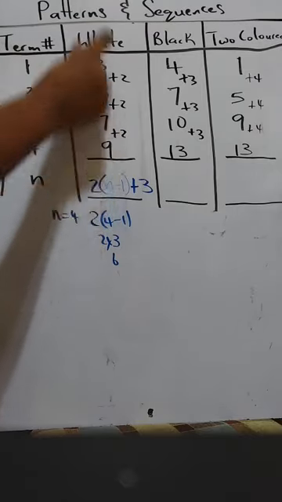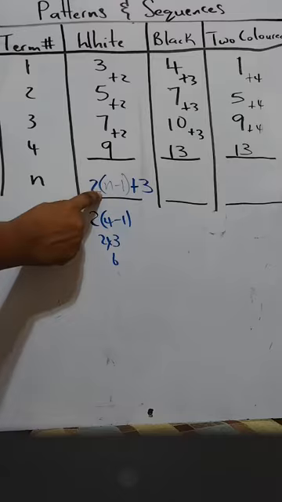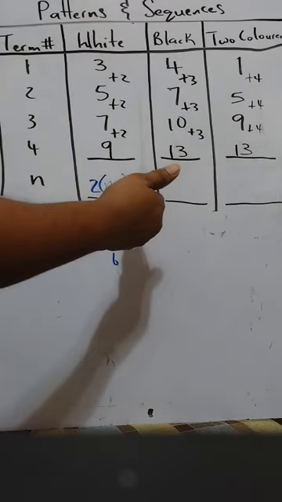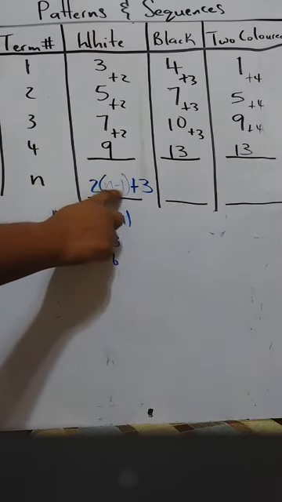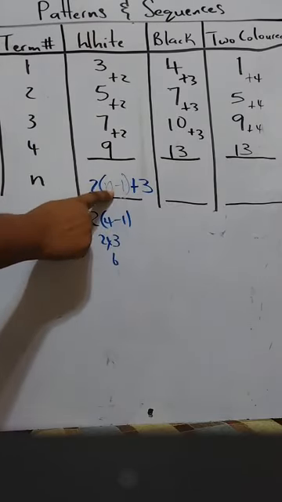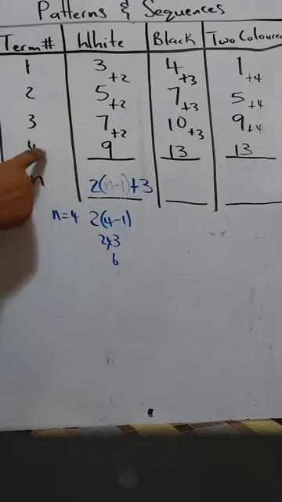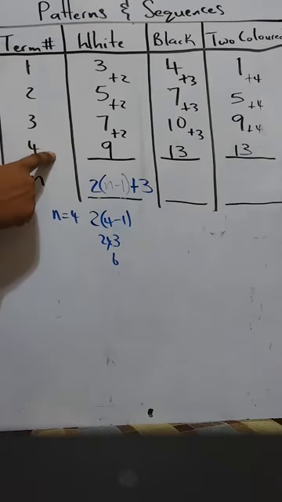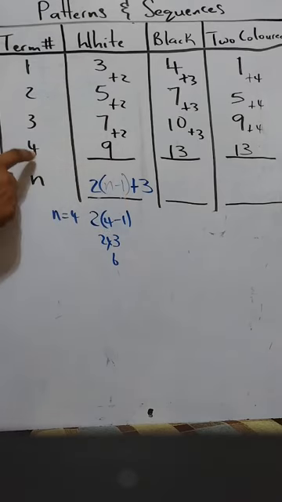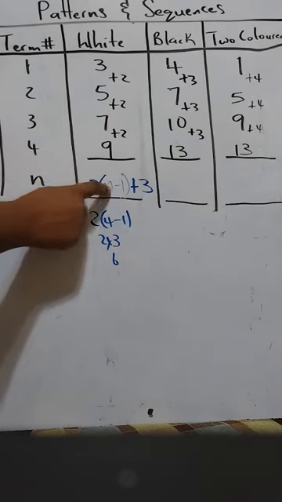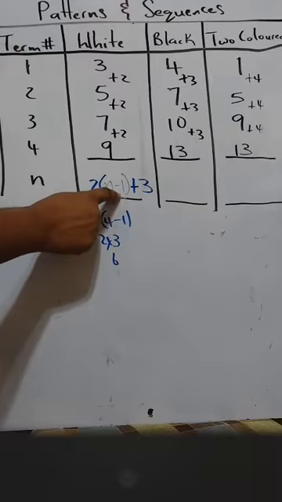If I want any term within this sequence, the 2 that I'm adding repeatedly will be represented by multiplying by n minus 1. Where did you get the n minus 1? The n represents the term number you're at. So if I am at term number 4, it means that 2 was being added 3 times. Hence why we subtract 1 from the term number. So if it's at term number 4, it would have been 4 minus 1.